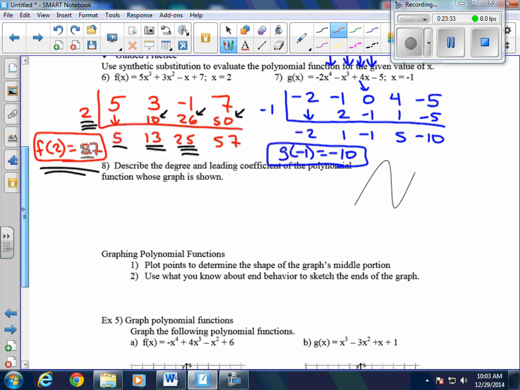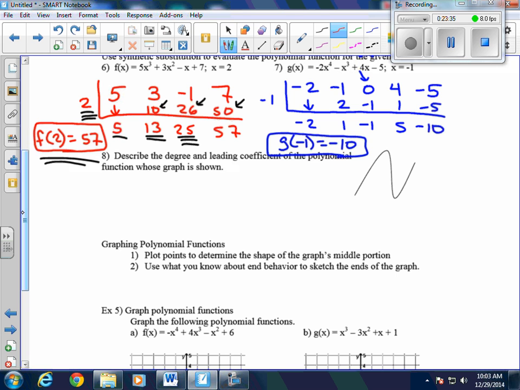All right, so example 8, guided practice, question number 8. I want you to answer this one. Describe the degree and the leading coefficient of this polynomial right here. So go ahead and pause the video quickly until you get that one, and then when you are ready, hit play.